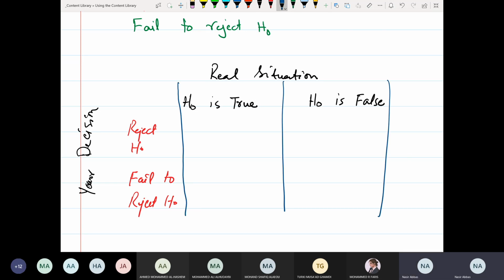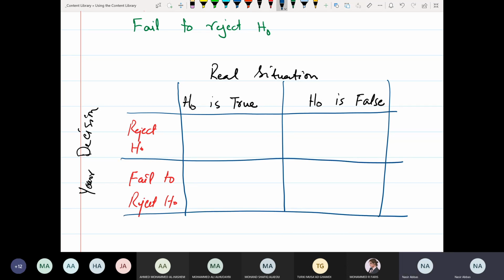Those 4 possible situations are that your H0 was true and you reject it. Is it a good decision? No. The second situation is your H0 was false and you reject a false hypothesis. Is it a good decision? Yes. The third case is your H0 was true and you said it is true. Yes, it is good, the best decision. And the fourth situation is your H0 was false, but you failed to say it is false. Not good.